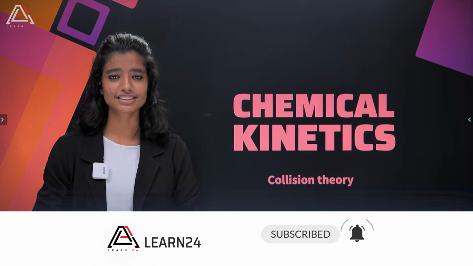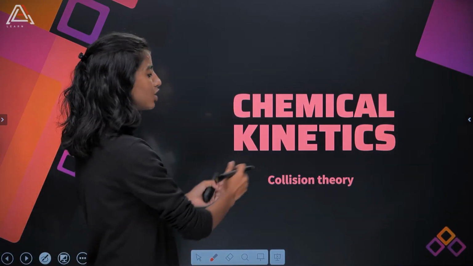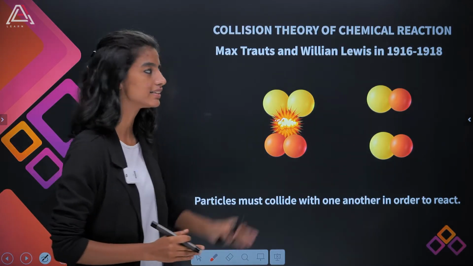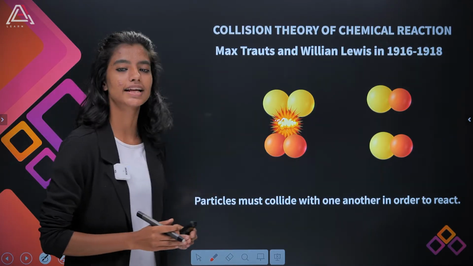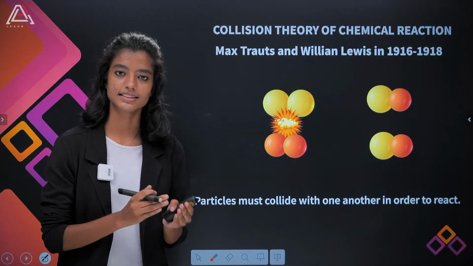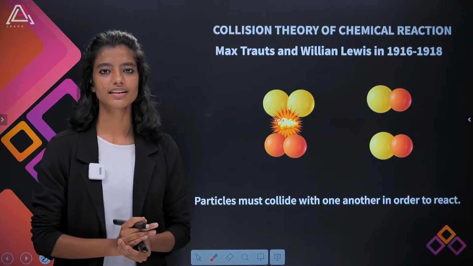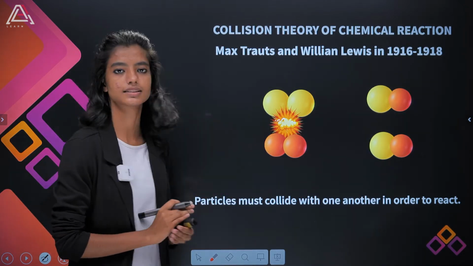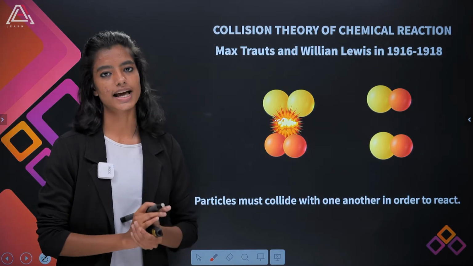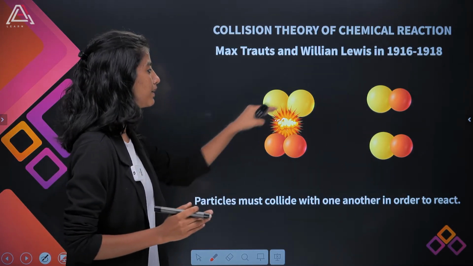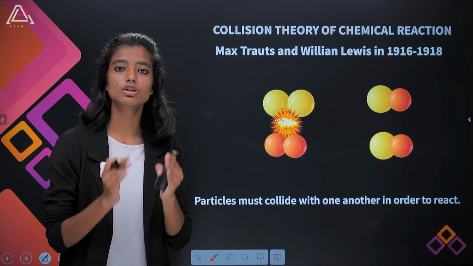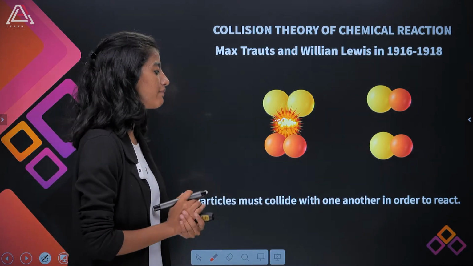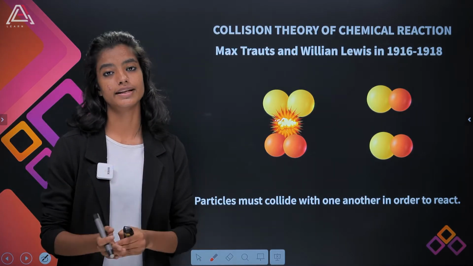We have come to the last topic of our chapter, the collision theory. It's an interesting theory proposed by two scientists, Max Trautz and William Lewis, in the years 1916 and 1918. According to this theory, they assumed the reacting species as hard spheres. They also proposed that these hard spheres, or the reacting species, must collide with one another in order to react. That is, the particles must collide with one another in order to react.